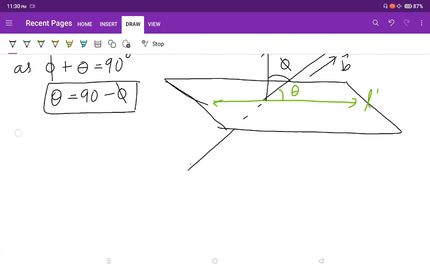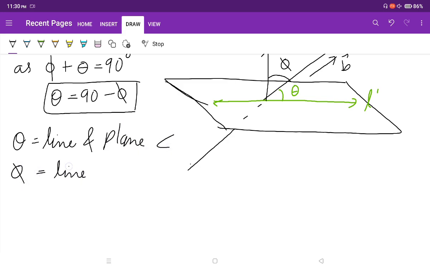Here theta is the angle between the line and plane, the line and plane angle, and phi is the angle between the line and normal, right?